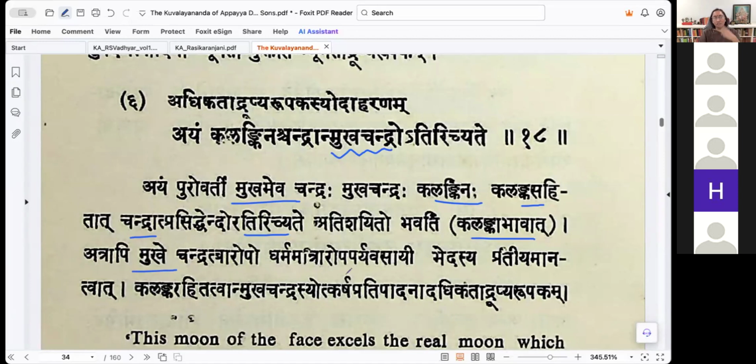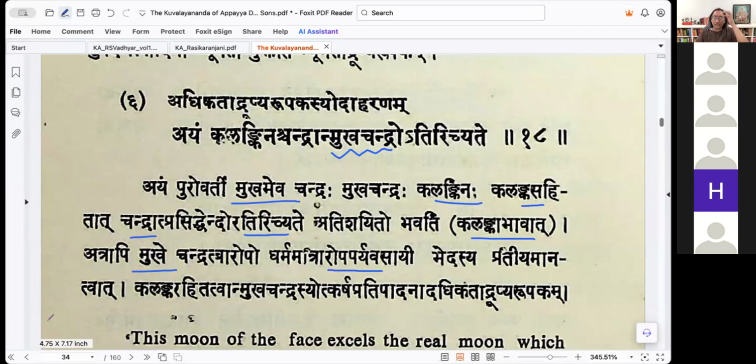Atrapi Mukhe Chandratva Aropaha Dharmamatra Aropa Paryavasayi. The moon can give you Netranandam or anything, all of the three works that were shown before. You can take any of those works. So this face, the moon which is in the form of the face, can also do all of the work that the moon can do. So Dharmamatra Aropa Paryavasayi. It ends with just carrying out the kanti or the netranandatvam ityadi dharmanameva tatra aropaha bhavati.